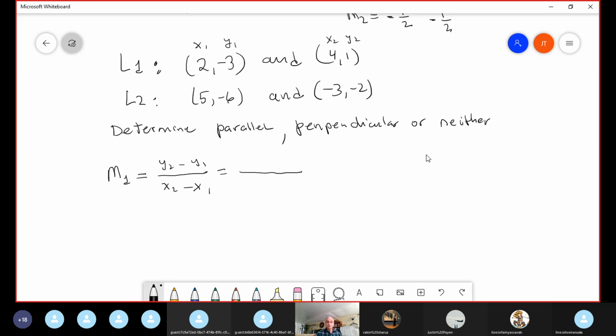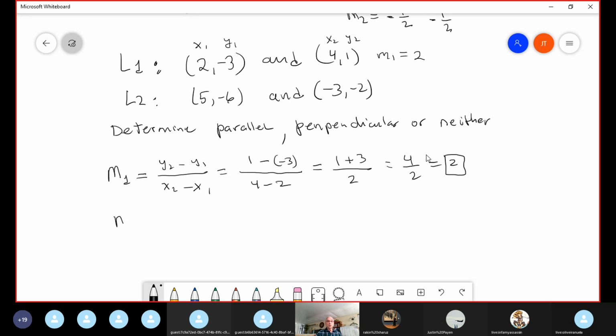y2 is 1 minus y1 is -3. So we have a double negative that becomes positive. And x2 is 4 minus x1 is 2. Then on the top we have 1 plus 3, and 4 minus 2 is 2. So 1 plus 3 is 4 divided by 2 is 2. Okay, this is my first slope of this line. Slope 1 is 2.